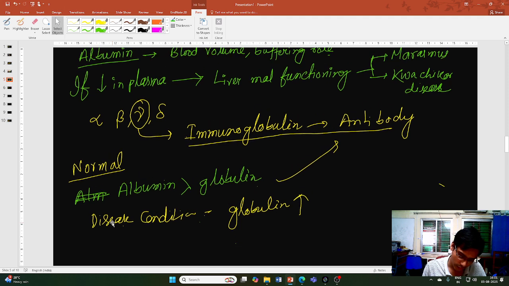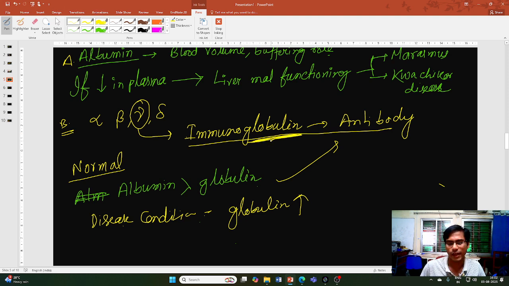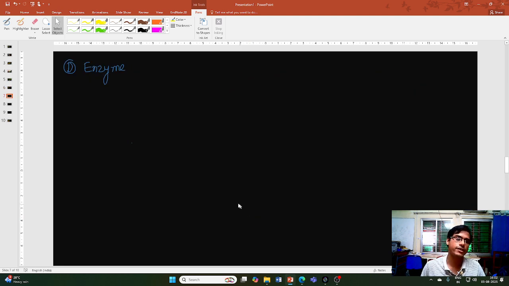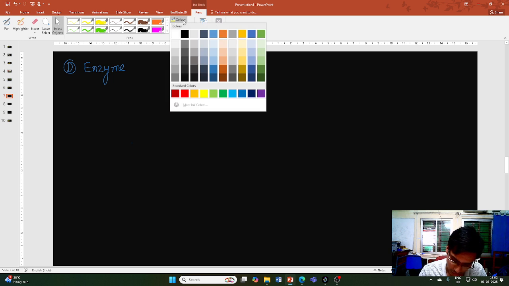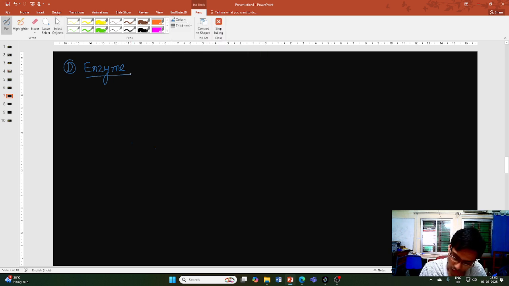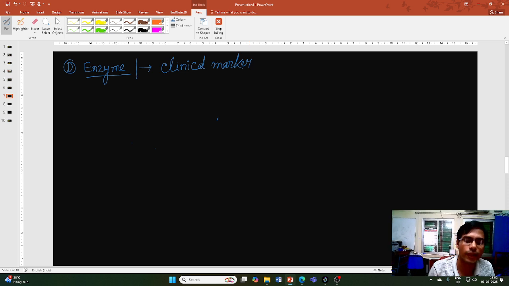Albumin is A, globulin is B, C is the complement protein, and D is the enzymes that are present in the plasma. So what are the enzymes? Enzymes generally are clinical markers. These markers are mainly checked during disease conditions.